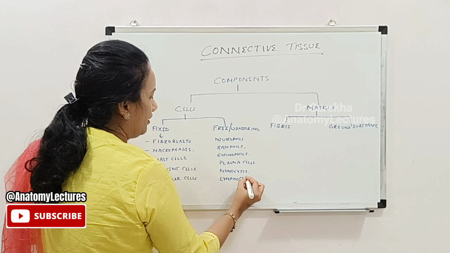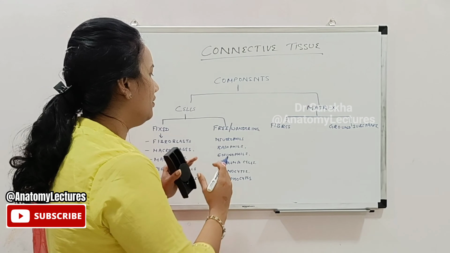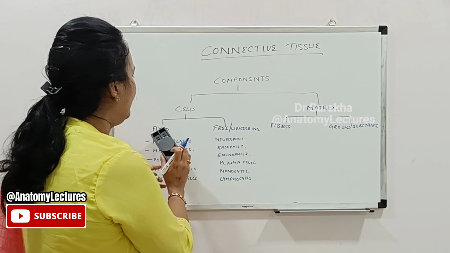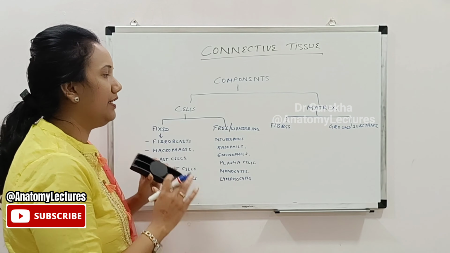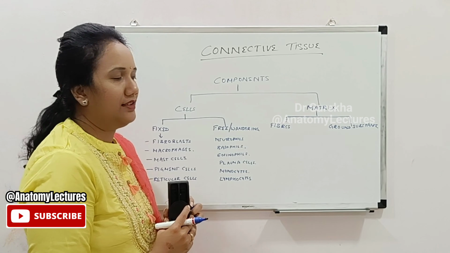So these reach the site of inflammation. That is why they are called free or wandering cells. These are present abundantly in a particular position, so we refer to them as the fixed cells.